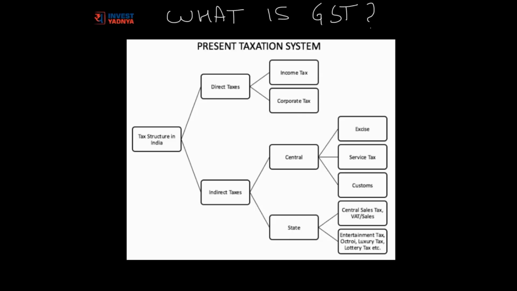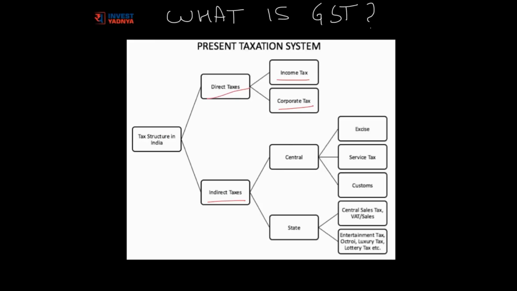The tax structure in India is basically divided into two broad categories: direct taxes and indirect taxes. Direct taxes are basically the taxes which are taken directly from individuals. So, income tax and corporate tax are direct taxes. Indirect taxes are paid by the intermediaries on behalf of the final consumer. Indirect taxes are collected by both central and state governments.